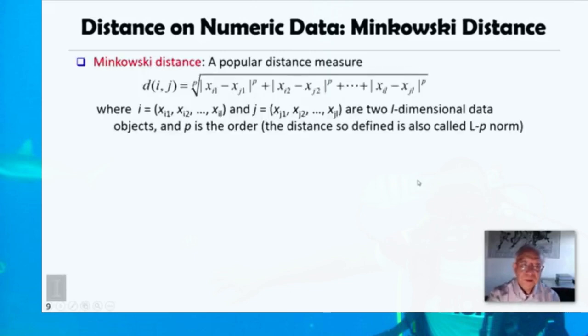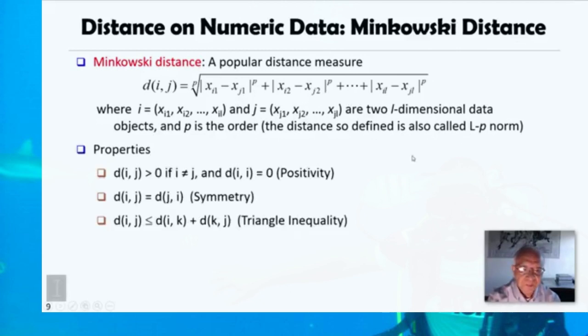Then in general, we define the Minkowski distance with this formula. If we have L dimensions for object i and object j, then their distance is defined by taking every dimension, looking at the absolute value of their difference, then to the power of p, then you sum them up and take the p-th root. Then we get the Minkowski distance. In such a distance, p is the order. We usually also call this distance the Lp norm.